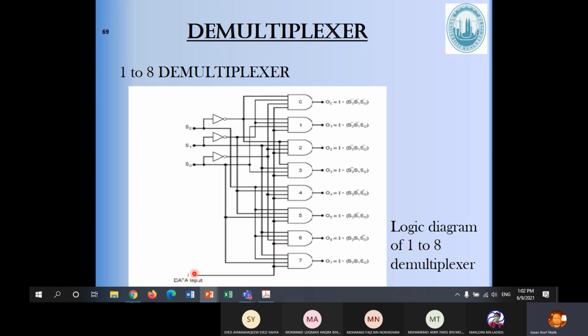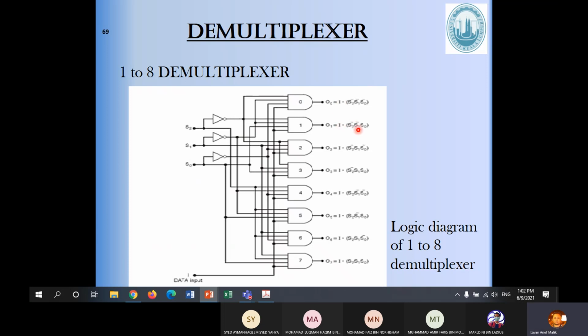Okay, so this is your data input I. This is your selector S0, S1, S2. This is your output. Output 0 until output 7. Okay, so logic equation dia, output 0 is S1 bar, S2 bar, S0 bar, I.